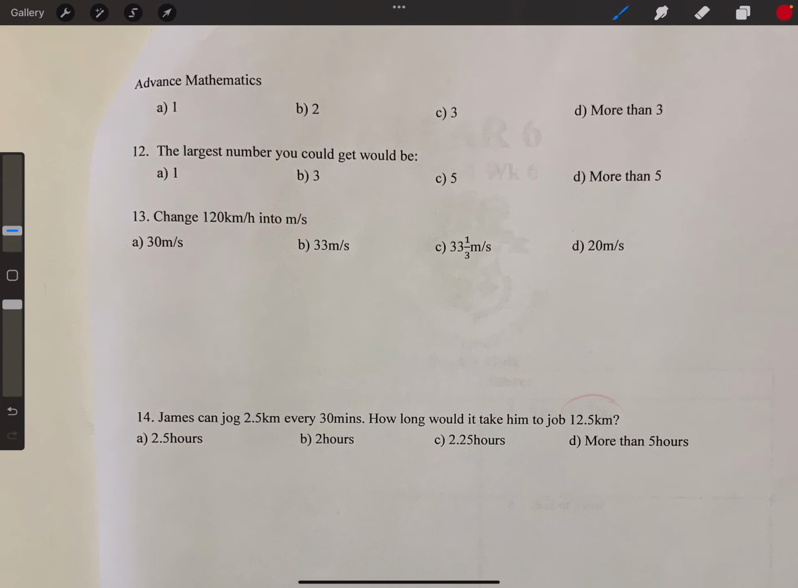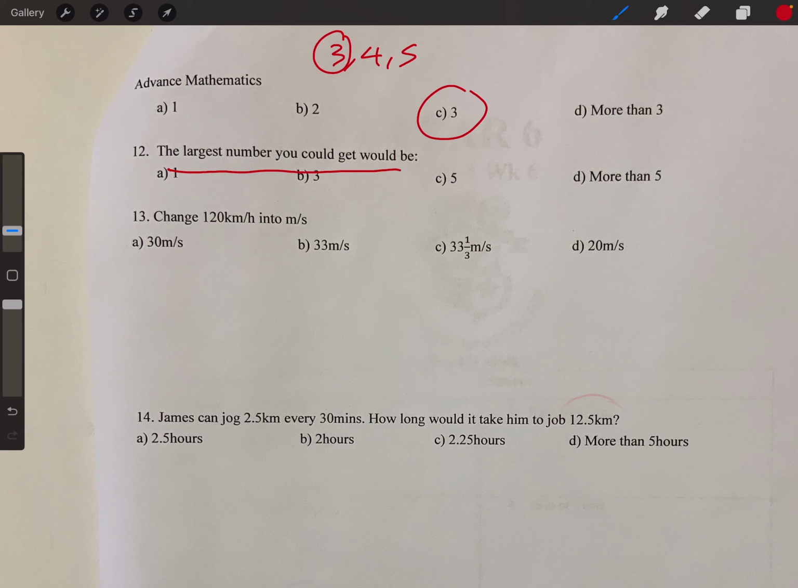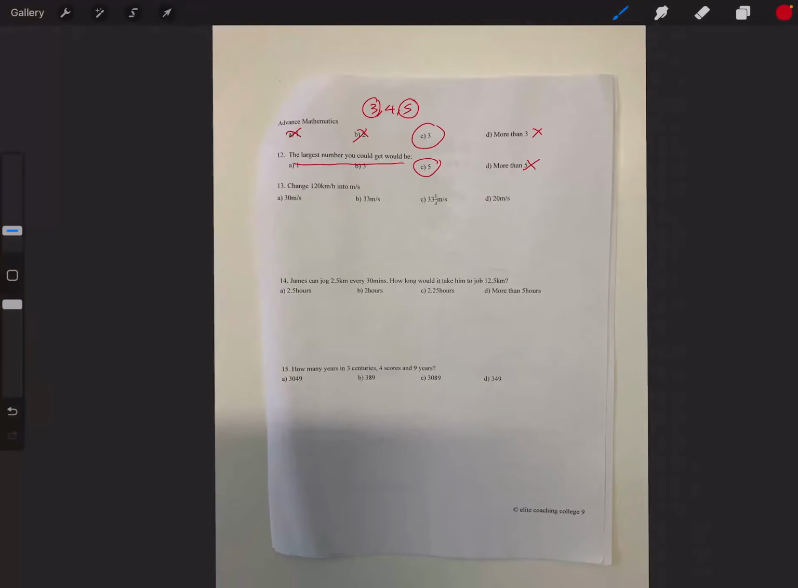Now it says the smallest number that p can be is 3, because we know the answer is 3, 4, or 5. These are the only possible solutions. The smallest number is only 3. The largest number you can get will be 5, because it has to be less than 6. It can't be more than 5, and can't be less than 3. So it can't be 2 and it can't be 1, so that's all crossed out. Okay, so that's that one.